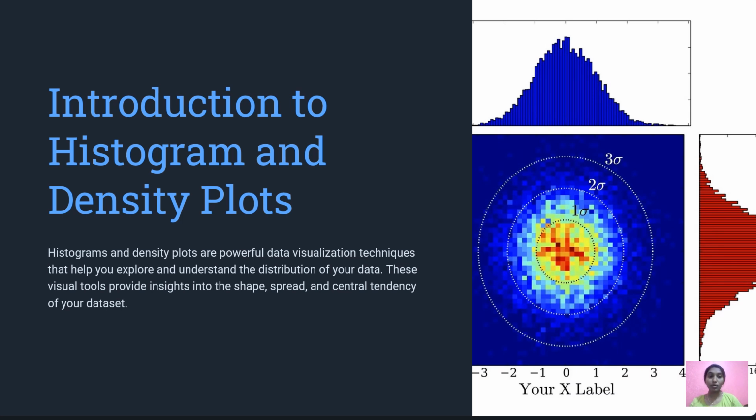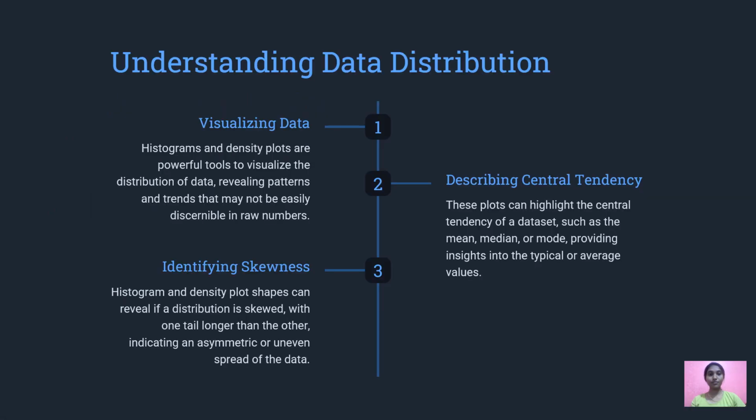Histogram and density plots are powerful data visualization techniques that help you explore and understand the distribution of your data. These visual tools provide insights into the shape, spread, and central tendency of your data. They are visualization techniques where we can easily understand the distribution of the data. Whatever data you take, we can easily visualize it through histogram and density plots.